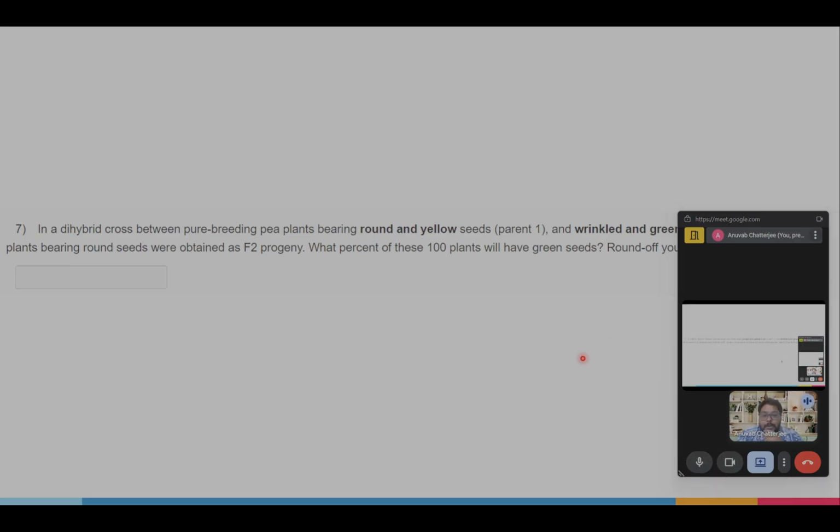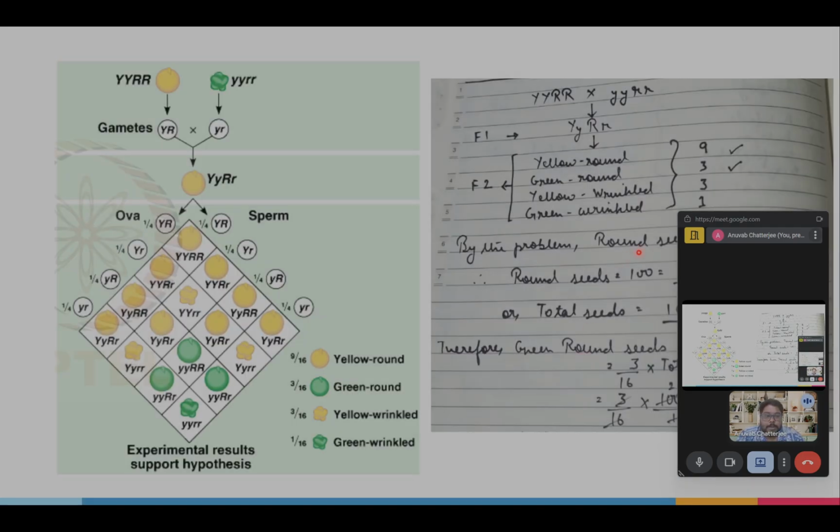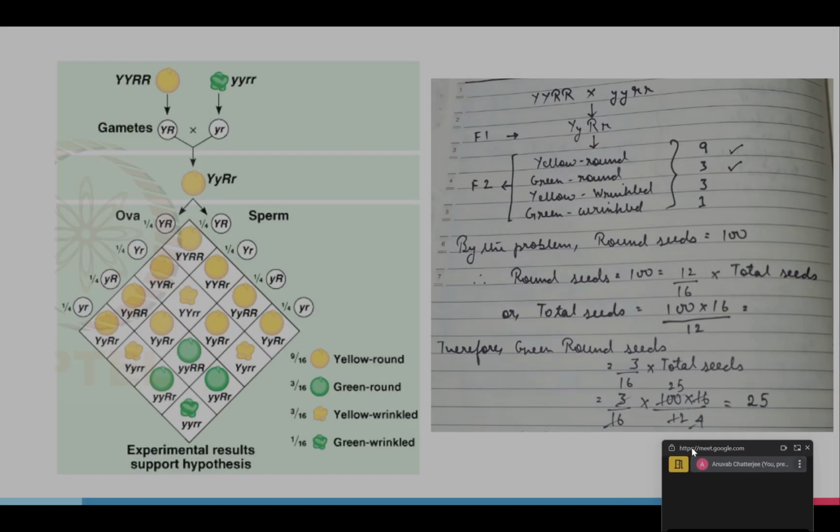Okay, so now we look at the solution. First, let us look at the Punnett square. This is what the question is. You have yellow round and green wrinkled, both pure breeding varieties. So the genotypes are capital Y capital Y, capital R capital R, and small y small y, small r small r. This is basics.